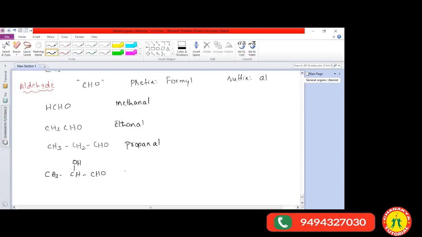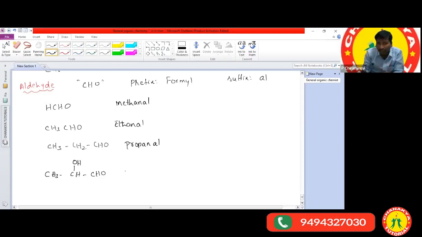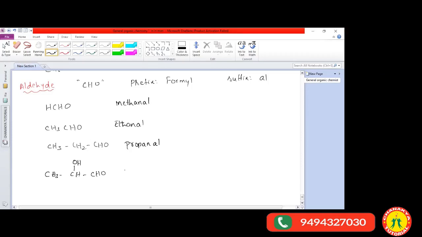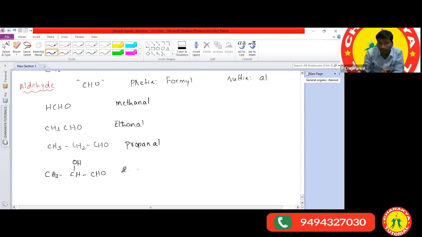Next. 2-hydroxypropanol. Hydro or hydroxy? Hydroxy. Which hydroxy, ma? 2-hydroxy. Very good, Veda. So 2-hydroxy propanol. Okay, and I'm giving some other structures. What is the IUPAC name of the given compound?